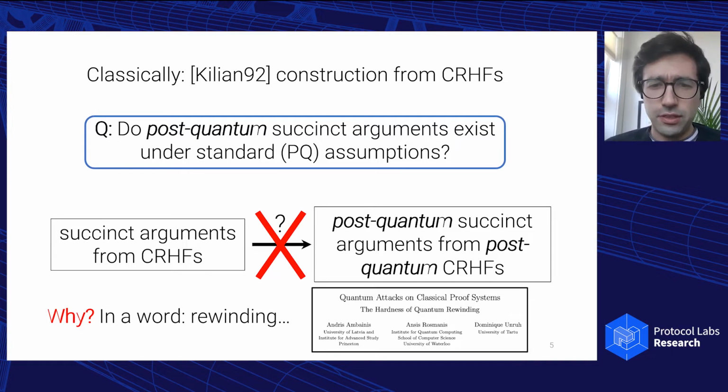And the reason is that the proof of security, in order to show that this protocol is secure, you need to do a thing called rewinding. And rewinding is something that is difficult in the quantum setting. It sort of goes against some of the postulates of quantum physics. And so one needs to be very careful in doing the security reduction in order to make it work.